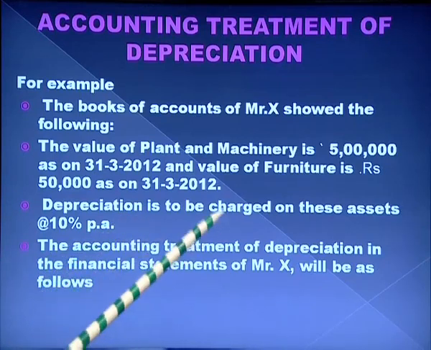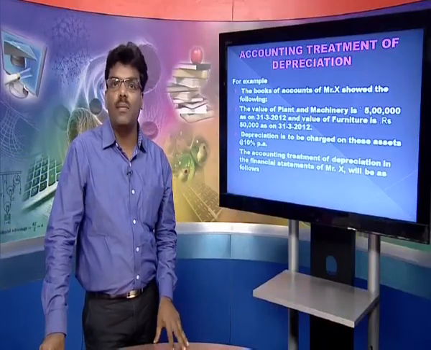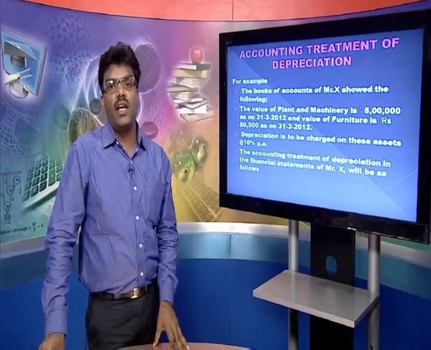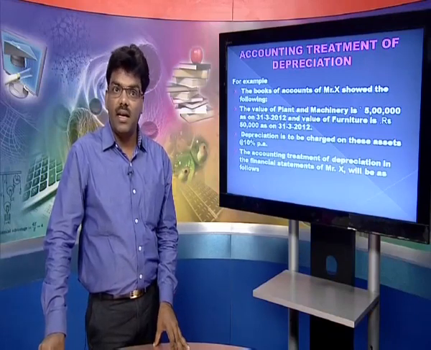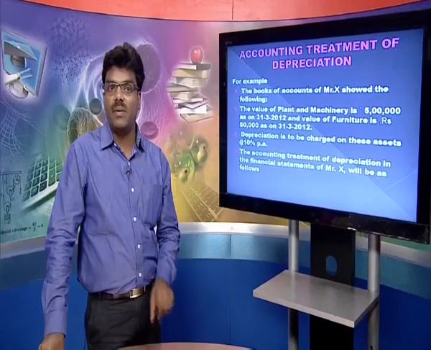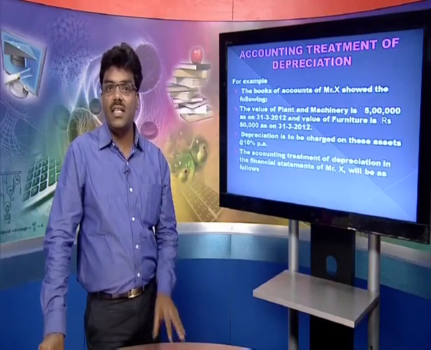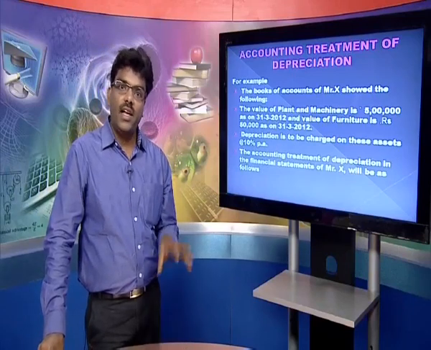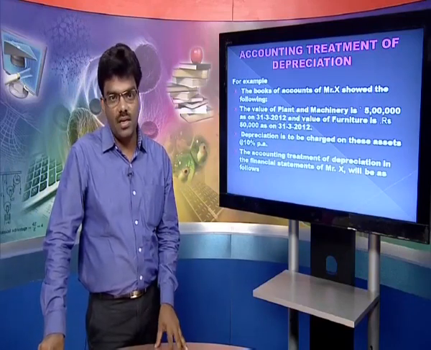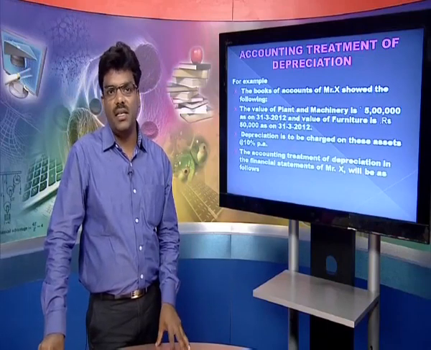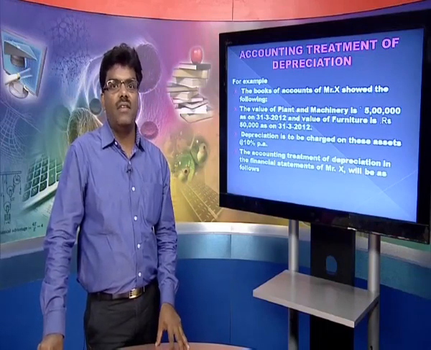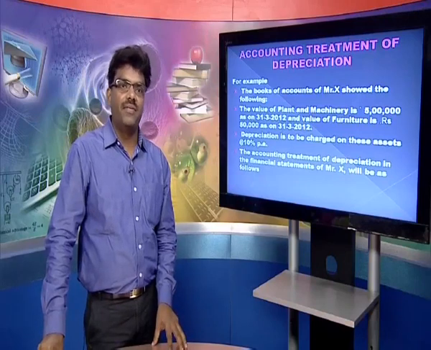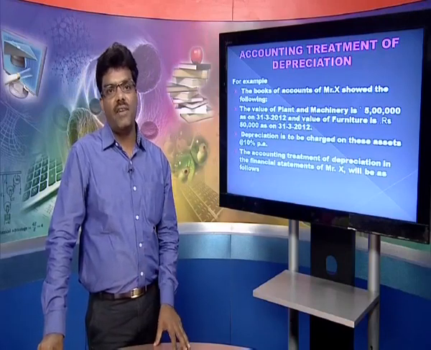The accounting treatment of depreciation in the financial statement of Mr. X. So, first you have to calculate the amount of depreciation. If the value of plant and machinery is rupees 5 lakh and the rate of depreciation is 10% per annum, that means the depreciation on plant and machinery is rupees 50,000. Similarly, the value of furniture is rupees 50,000 and the rate of depreciation is 10%. That means the depreciation on furniture is 50,000 into 10%, that is 5,000.